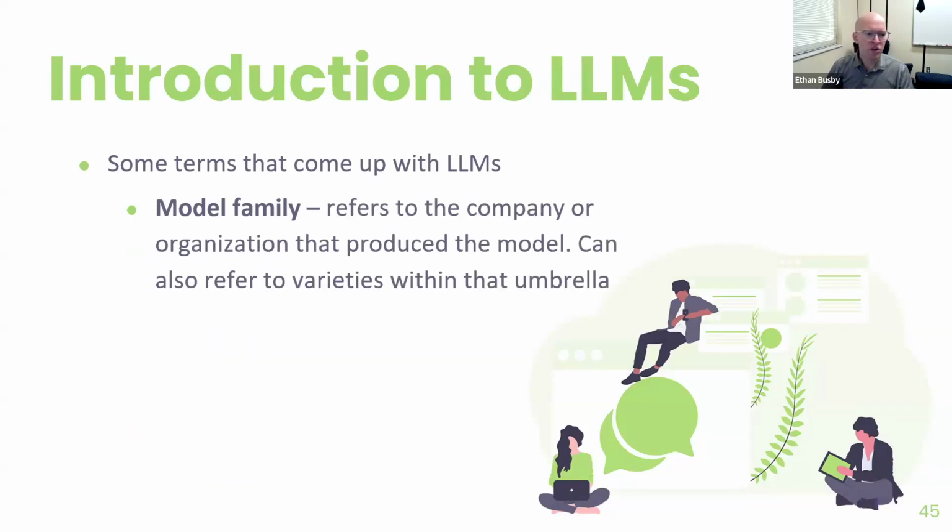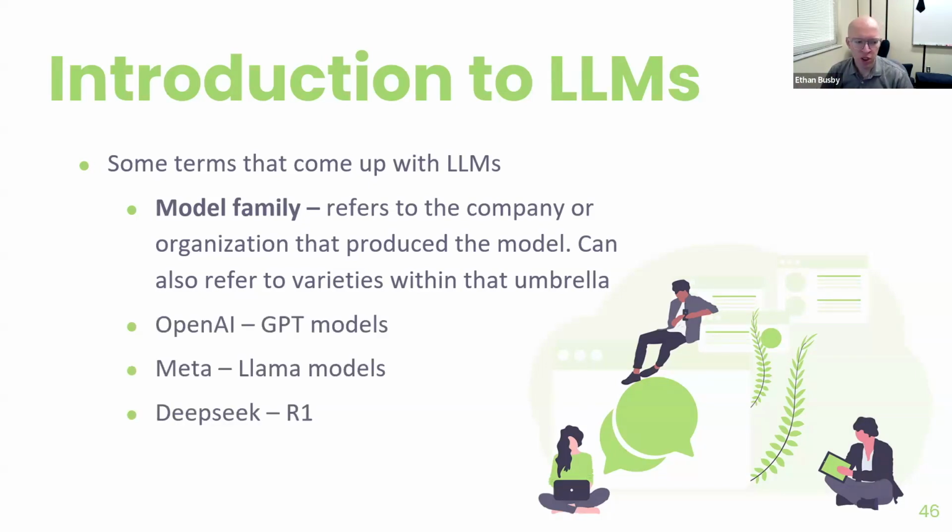So model family, this term, when we talk about large language models, refers to the company or organization that produced a model. It can also refer to varieties underneath that umbrella, so different subtypes. Let me give you some examples. OpenAI produces the GPT family of models. They also now have their O families of models. They're advanced reasoning models, which we'll talk a little bit about today and going forward. Meta has the Llama family of models of various sizes.